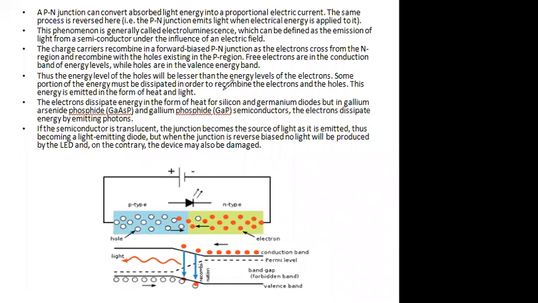But in gallium arsenide phosphide, GaAsP, and gallium phosphide, GaP semiconductors, the electrons dissipate energy by emitting photons. Photons mean in the form of light. If the semiconductor is translucent, the junction becomes the source of light as it emits, thus becoming a light emitting diode. But when the junction is reverse biased, no light will be produced by the LED. On the contrary, the device may also get damaged. Okay.